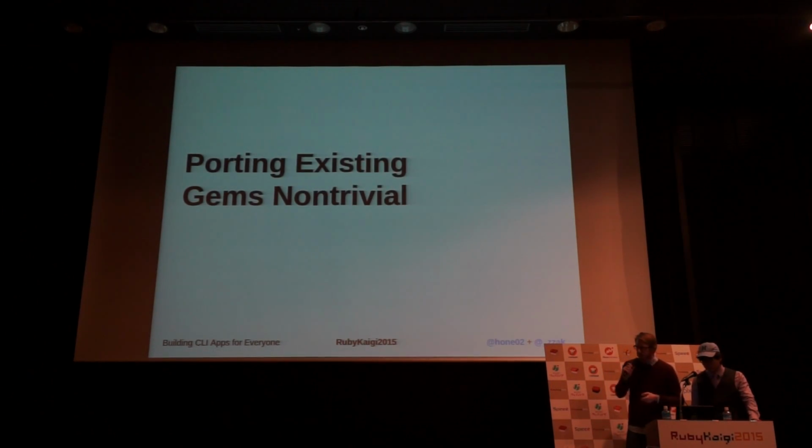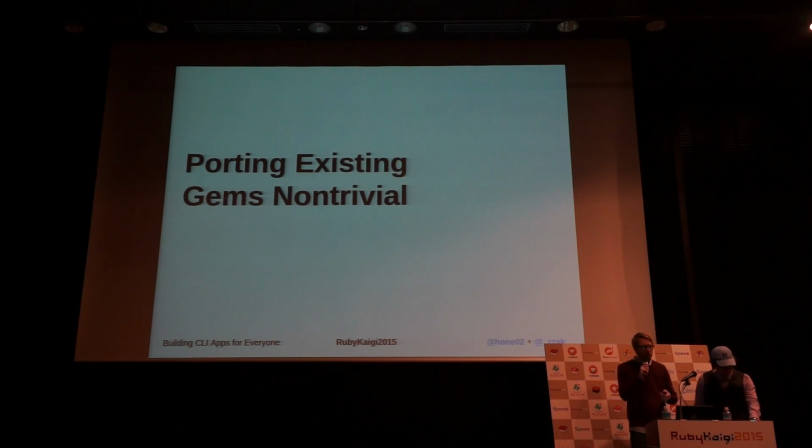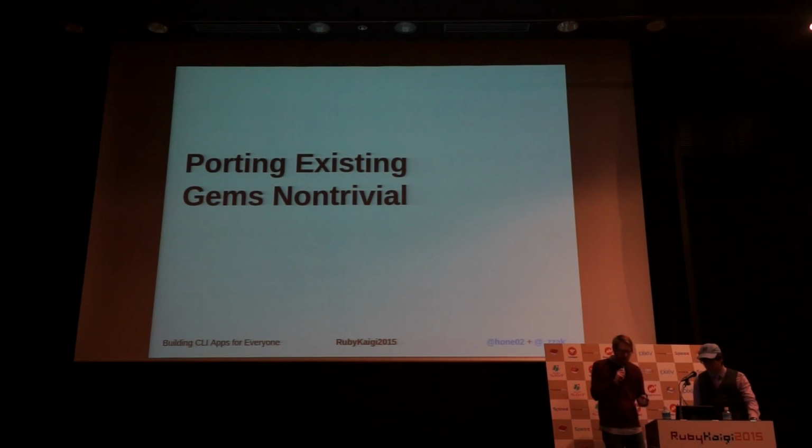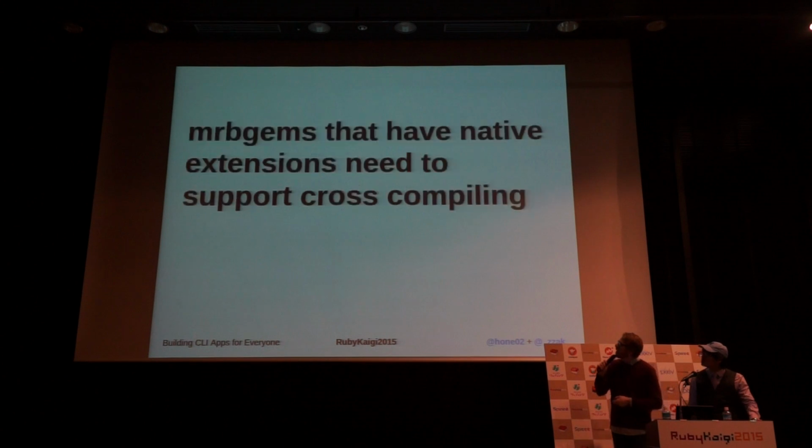We tried porting some of the existing gems because we're trying to write command line applications. We started spiking on OptParse, and it turned out to be kind of a challenge, mostly because some of the libraries that OptParse uses aren't available yet in mruby, so we have to work on those, and the testing framework is completely different. So we couldn't exactly iterate on it very quickly.